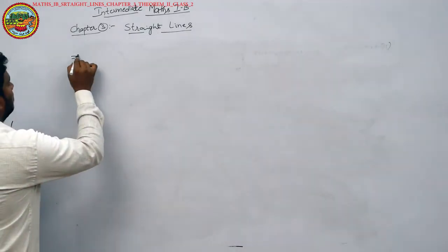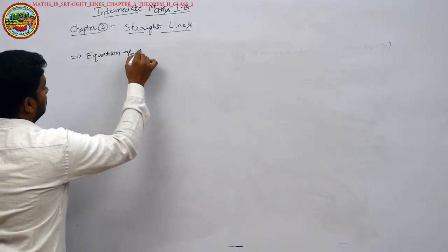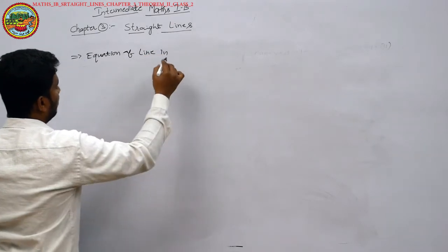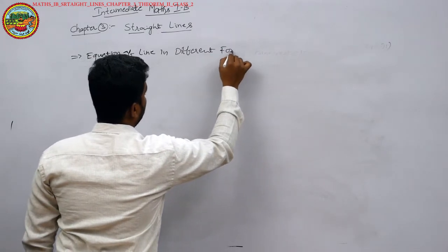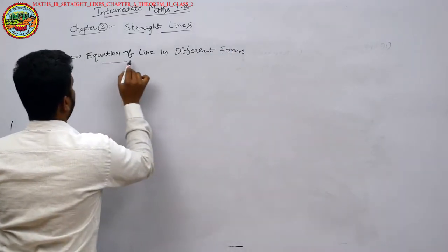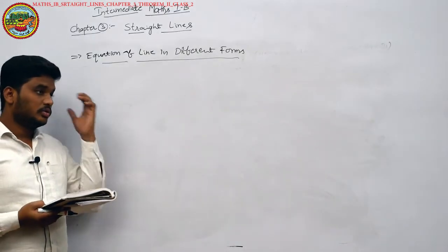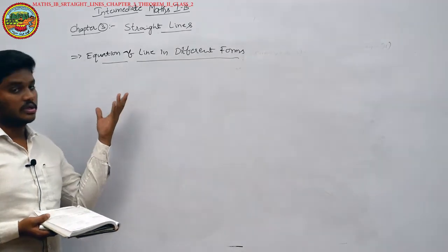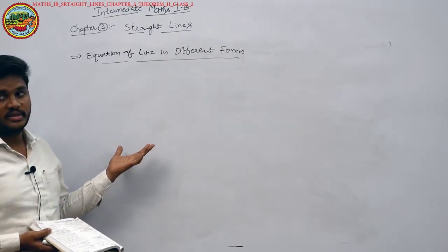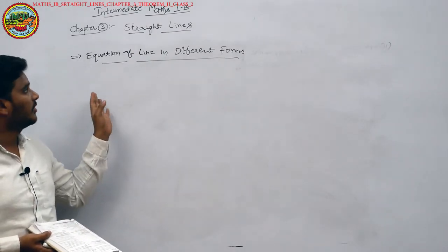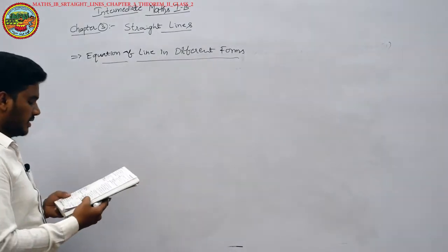Next concept, equation of a line in different forms. In the previous class we discussed the slope of a given line passing through 2 points, the formula y2 minus y1 by x2 minus x1. By using that formula we can define the equation of a straight line in different forms. Okay, here theorem 1.